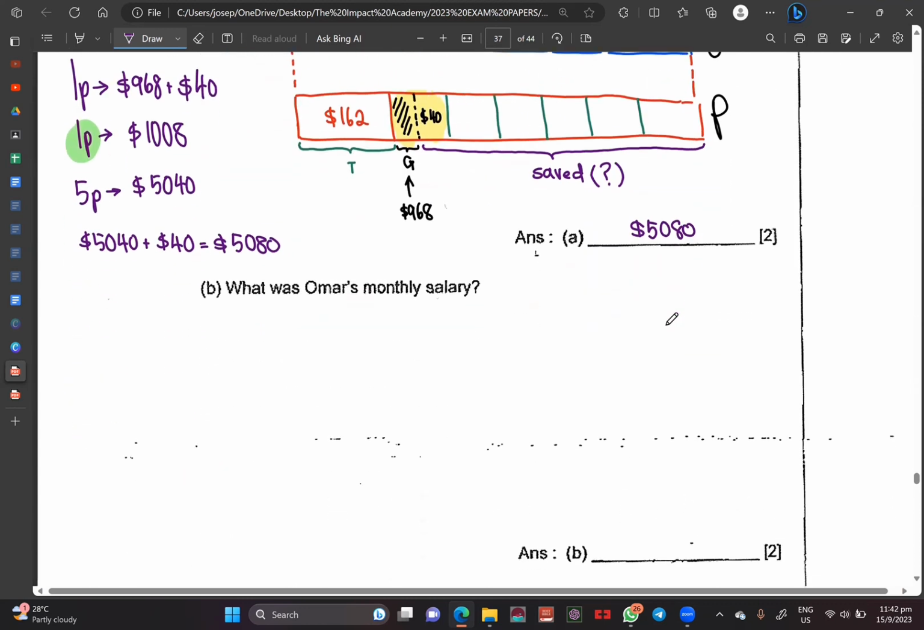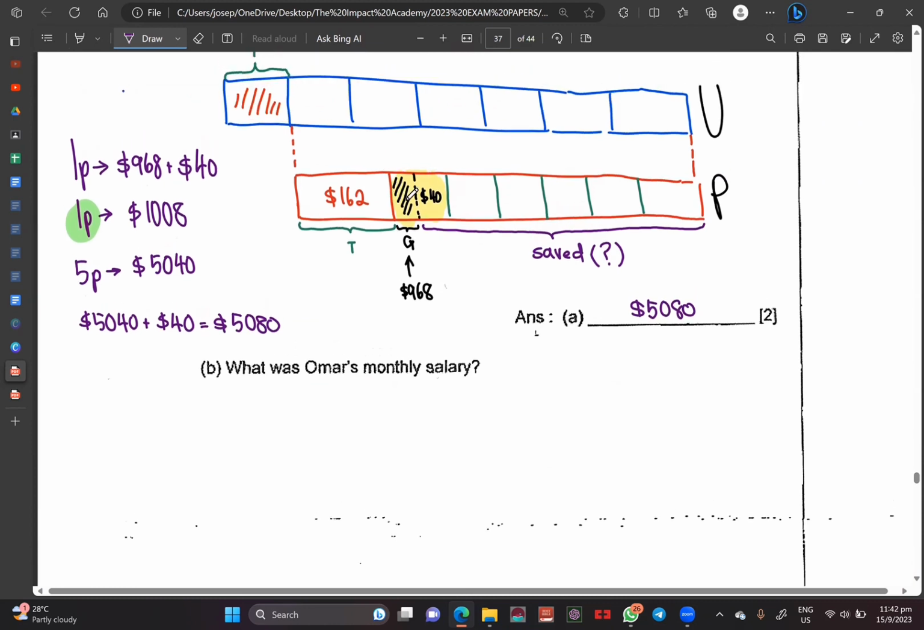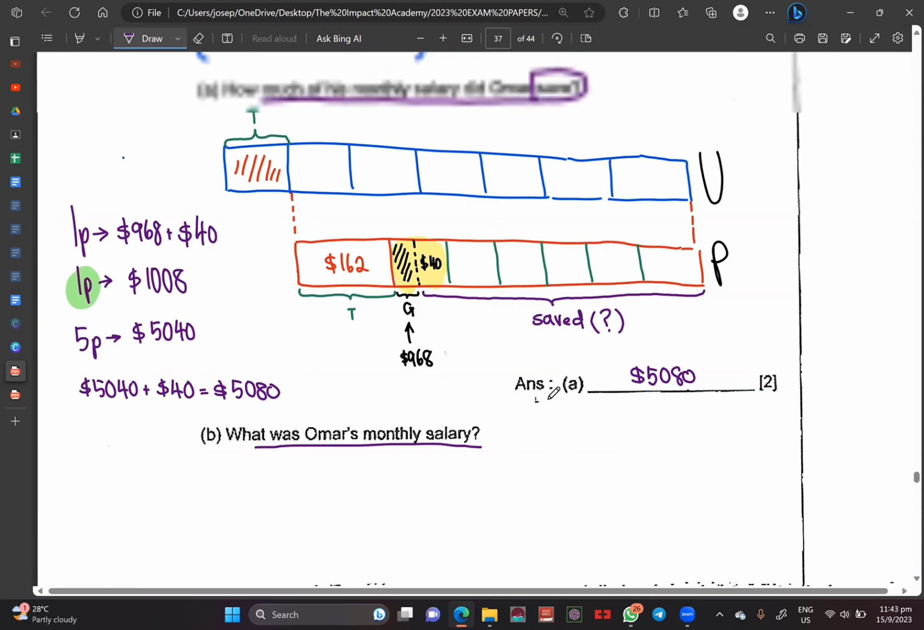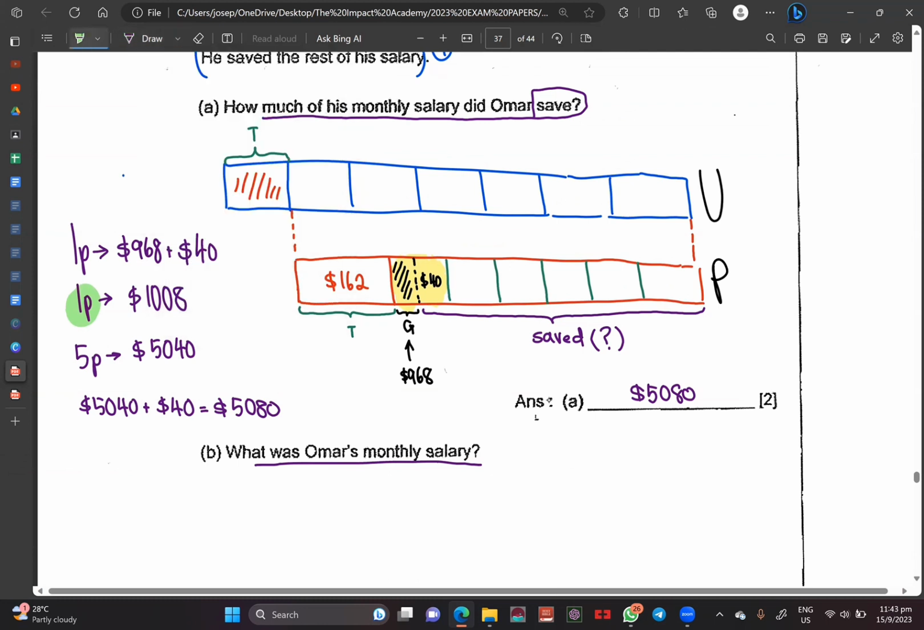Okay, once you're done with that, you can see that I have 1 part being 1008. Now the question says, what was Omar's monthly salary? His monthly salary has to be everything from here all the way to here. So you want to always move up, as you can see over here, it says up.